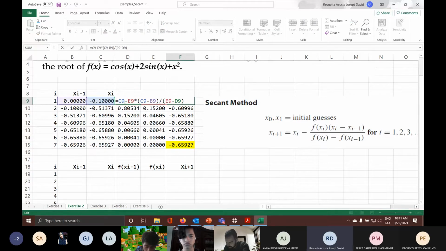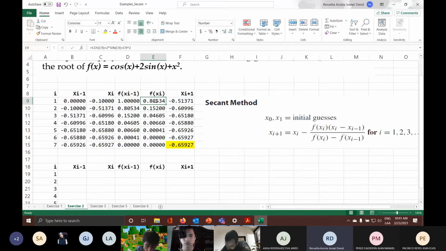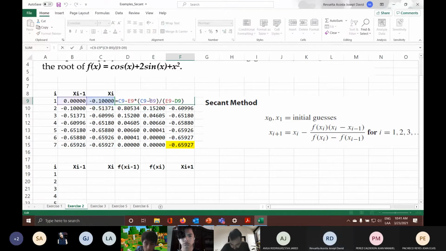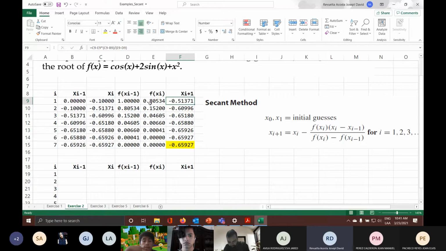So this is C9, which is xi, minus E9, which is the formula that I already have, f(xi), and then B9, which is this one. C9 is equal to xi minus 1, which is this one, divided by f(xi), which is this one, minus f(xi minus 1), which is this one. In general, I just simplified the equation to make it simpler. I don't know if you get what I'm saying, so let's just do it again.